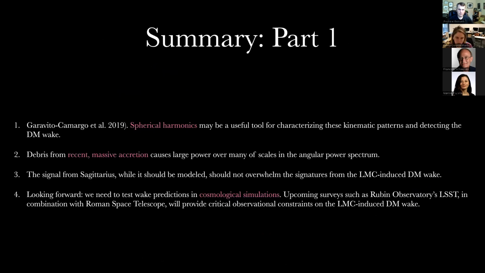So just to summarize again, part 1, we can use spherical harmonics to disentangle kinematic patterns and quantify kinematic patterns in the halo velocity field, and disentangle sources of disequilibrium on different spatial scales. We think Sagittarius could be an issue, but if it's modeled, it should not overwhelm the signatures from the LMC-induced dark matter wake. Though I will mention the caveat that because we just injected a Sagittarius model on top of the LMC, we did not consider dark matter particles that might have been stripped from Sagittarius, or interactions between the LMC and Sagittarius. So I think that's an exciting future direction as well.